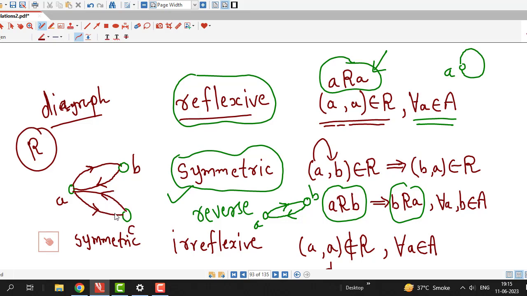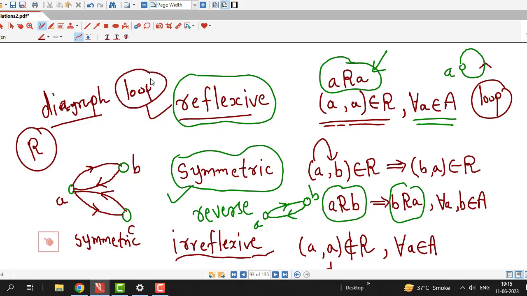For irreflexive, the condition is that no element is related to itself. That means there must not be a loop at any vertex. If there is a loop at even one vertex, then the relation is not irreflexive. For reflexive, there must be a loop at every vertex, and for irreflexive, there must not be a loop at any vertex.